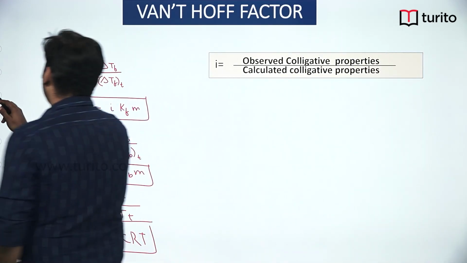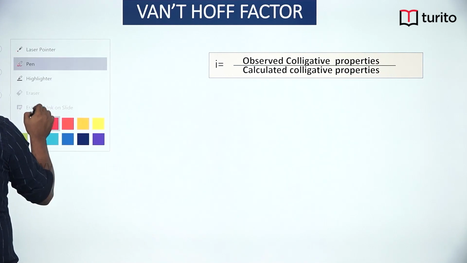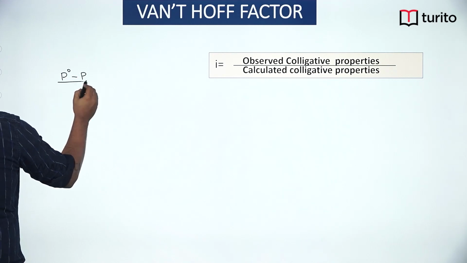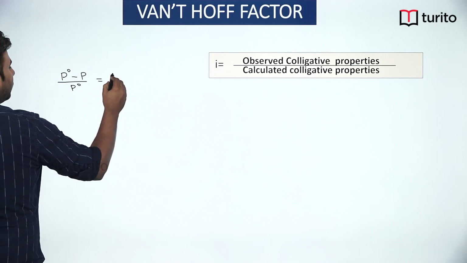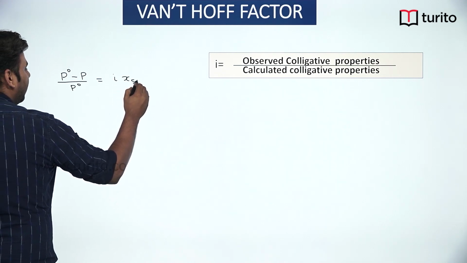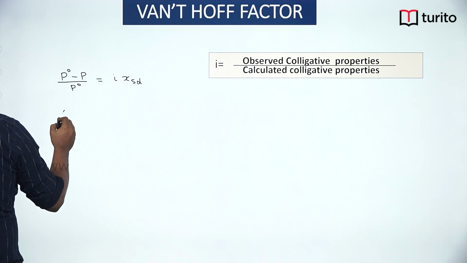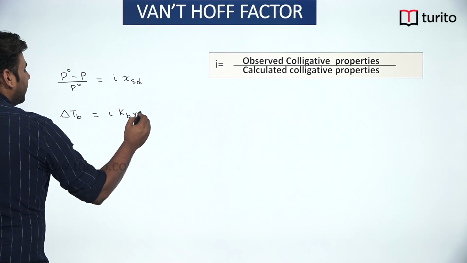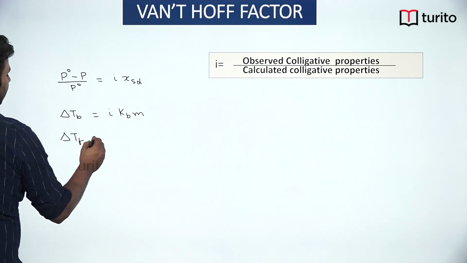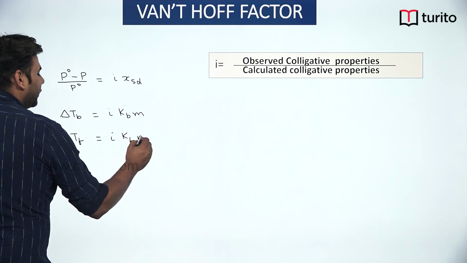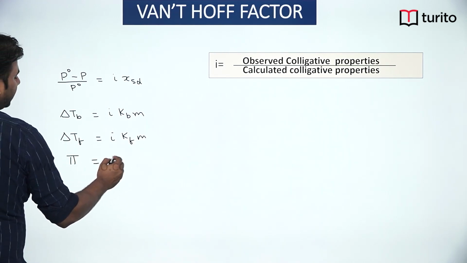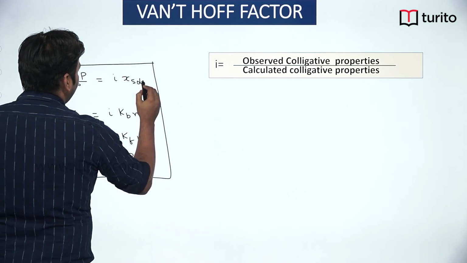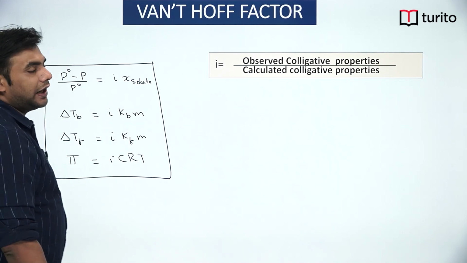So I can directly write that, and this I have already told you in the previous lecture. We can directly say that the relative lowering in vapour pressure, P naught minus P upon P naught, will be equal to the mole fraction of solute into the Van't Hoff factor. Similarly, I can also write delta Tb equals i Kb into m. I can write delta Tf equals i Kf into m. We can also write osmotic pressure is equal to i into C into R into T. So we will be taking care of the fact that solutes can be electrolytic as well.